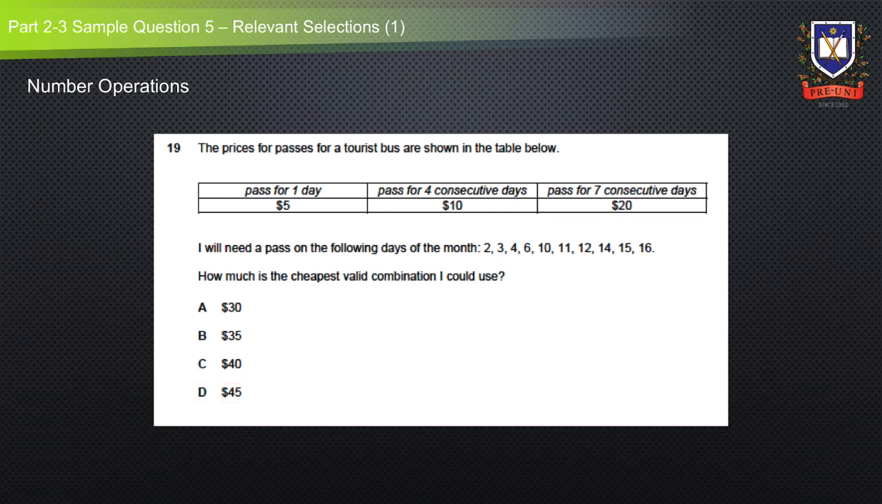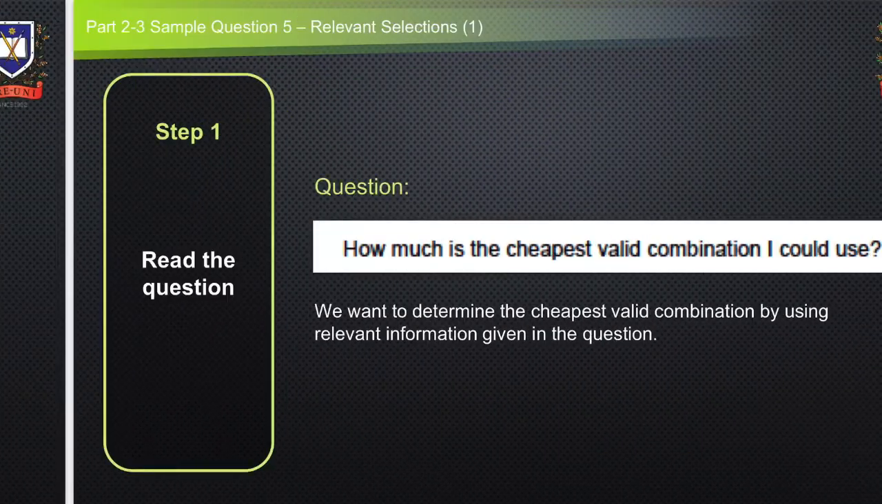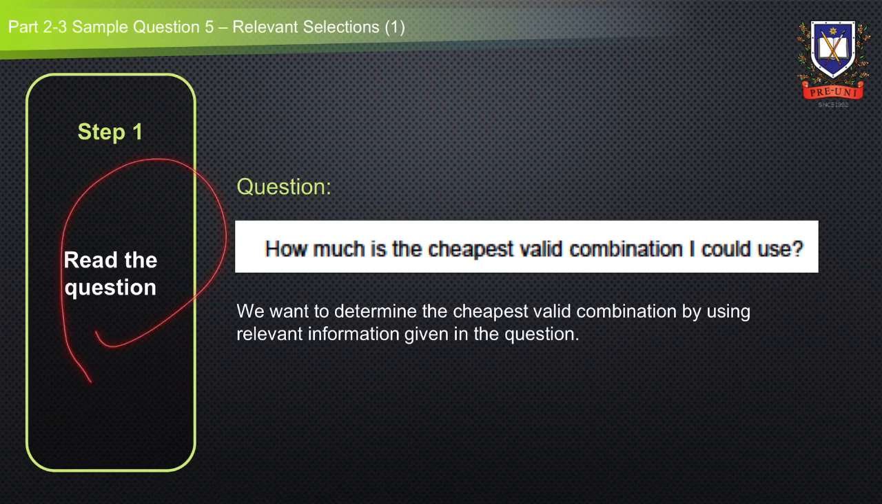This question falls in the relevant selection questions category, as this question requires students to find the relevant pieces of information to reach an appropriate conclusion. Now let's apply the general approach method to solve the question. The first step is to read the question and determine what it is asking.